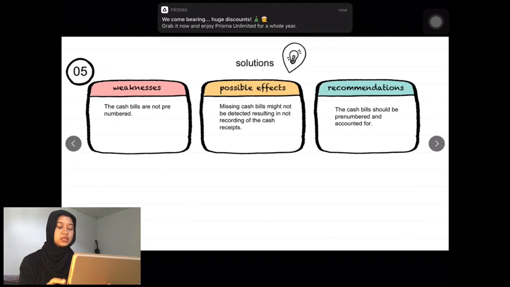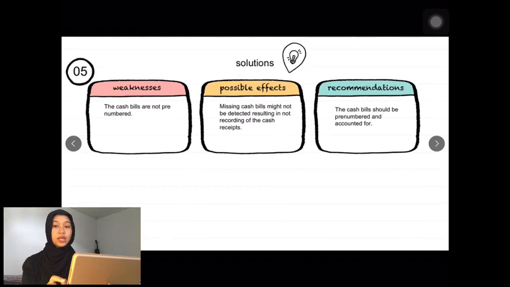Okay, the last one is the cash bills are not pre-numbered. The possible effect boleh jadi missing cash bills might not be detected. Maksudnya dekat sini bila kita tak pre-numbered dia, susah nak cari. Susah nak cari cash bills, susah nak detect cash receipt tu. So the recommendation is the cash bills should be pre-numbered and accounted for.